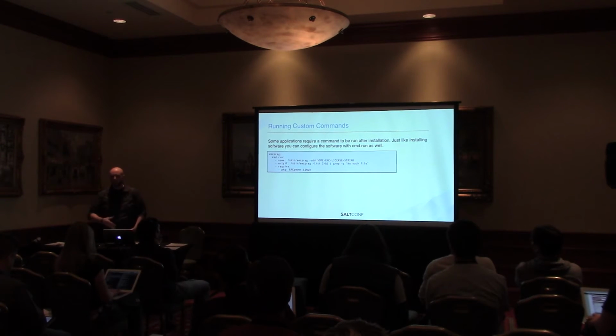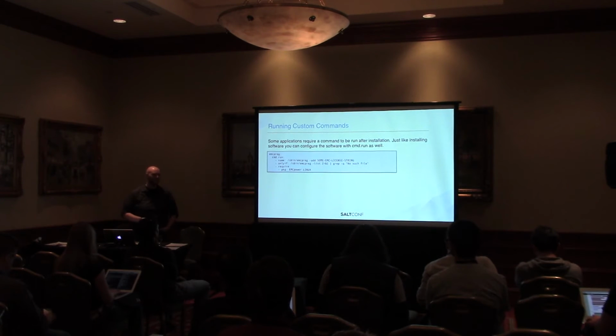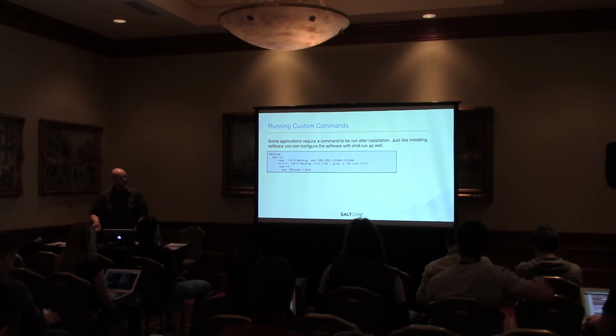Some applications require you to run a command. The example here is EMC's, what's it called? PowerPath, right? Which, by the way, after working on this slide, I realized that there's a PowerPath module, so you don't really need to do this anymore, but it's a good example. With this, it's cmd.run. The name is the command, right? But only if you don't find a license already there, right? emcpreg -list | grep 'no such file'. If you do that and there's no license, go ahead and license it.